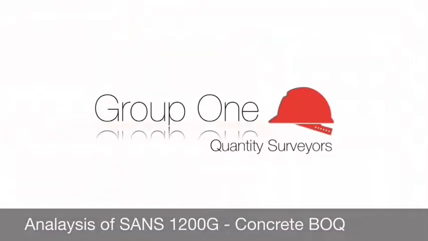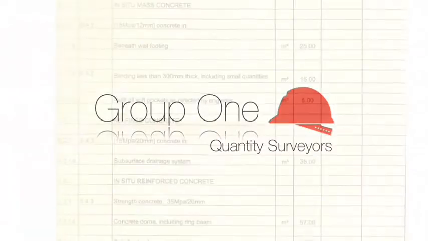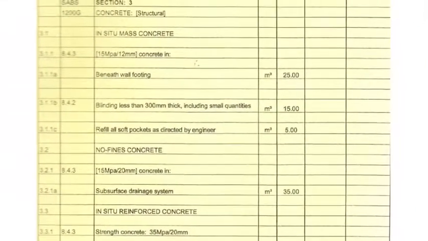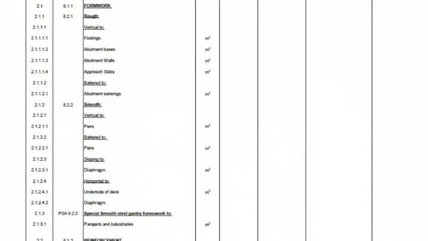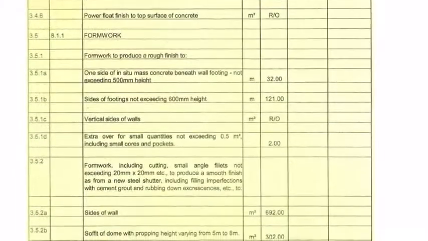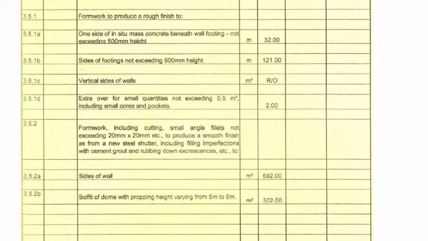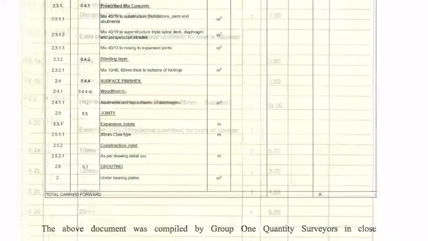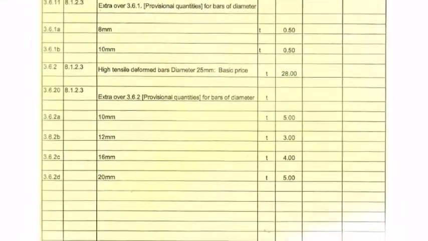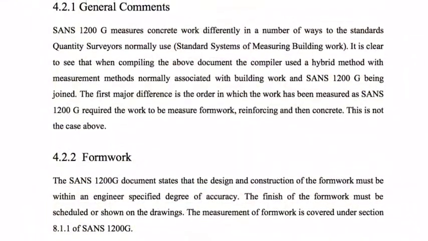The following section will cover the comparison between the Bill of Quantities and the SANS 1200G document. When doing this comparison, it was found that there were some deviations in the BOQ from what is required as per SANS 1200G, and this reflects the preferences of the engineers.